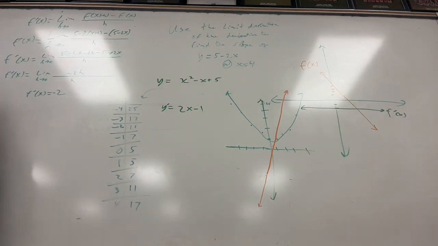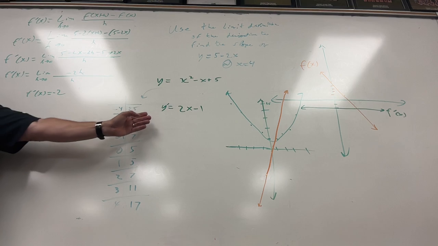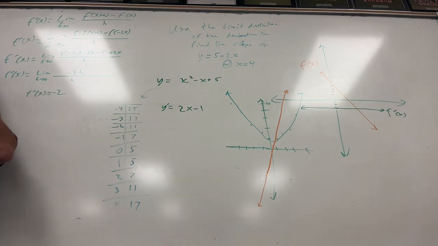Based on what I have on the board, what would be the best way to find the vertex? What do you think? Find where the derivative function is equal to 0. Find where the derivative is equal to 0. I think that's a good idea.